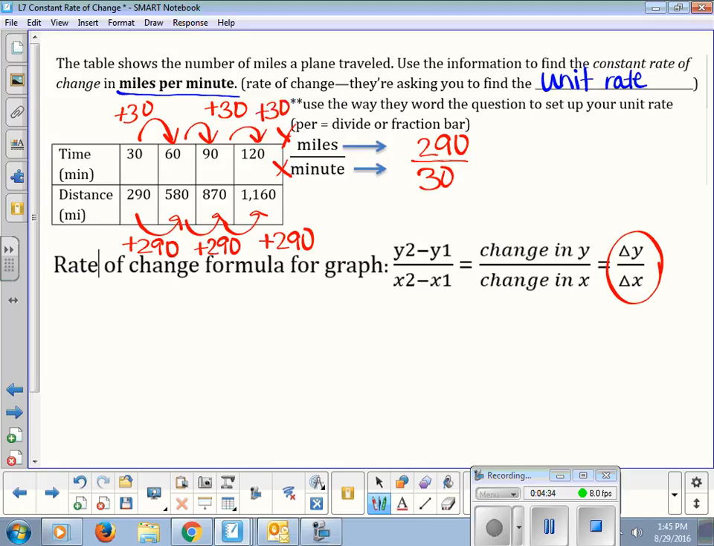So what we're going to do is simplify this rate, and we want to get it, unit rates have a denominator of what? 1. So how do we get from 30 to 1? Divide by 30. We have to do the same thing to the numerator. Divide by 30. So we have 9.6 repeating, or we know that we are going 9.6 miles per minute.